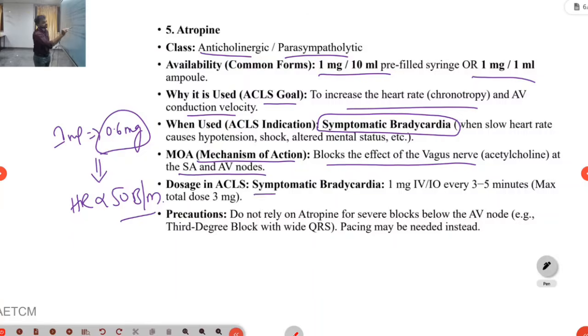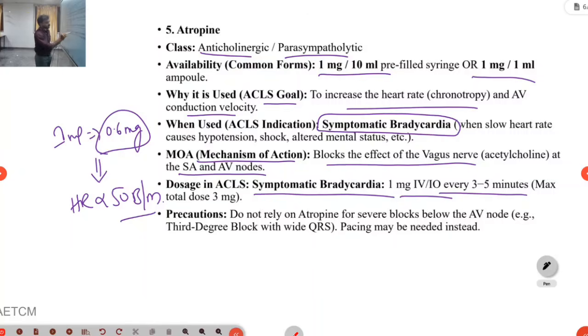Dosage in the case of ACLS, as we have discussed, is mainly given in patients who are having symptomatic bradycardia. The dosage is 1 mg, and it can be delivered by IV or intraosseous route. It can be repeated every 3 to 5 minutes, and the maximum dosage of atropine that we can give is 3 mg. It is for symptomatic bradyarrhythmia patients.